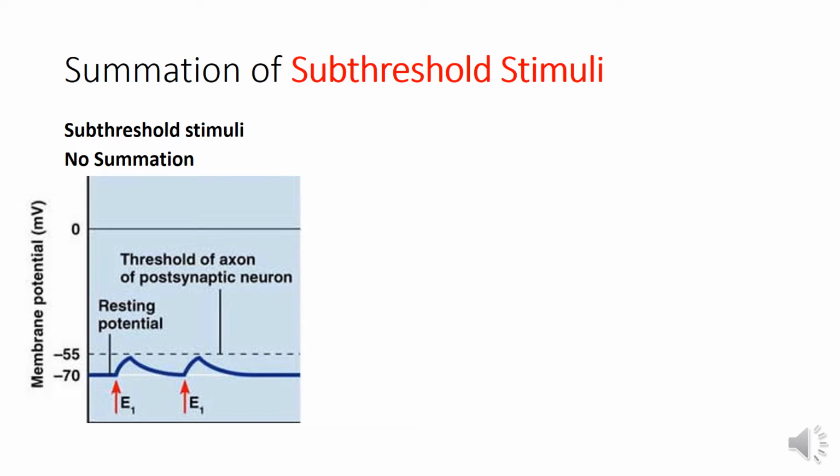Subthreshold, like submarine, means to be below threshold. If this is our threshold for a neuronal cell, upon reaching which it would let off an action potential, then the activity that represents subthreshold stimuli is anything that occurs below this dashed line. If something does not reach threshold, as seen in these two cases with two EPSPs, or excitatory events, then there is no summation and no action potential.